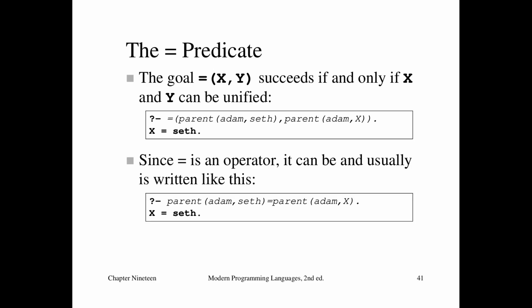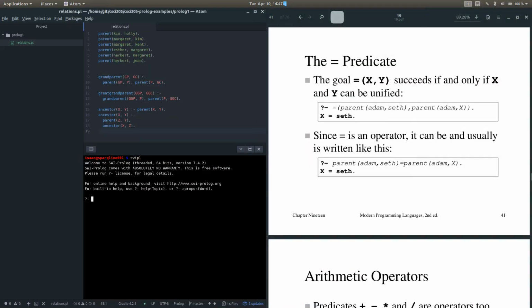So, for example, we can check if the predicate parent Adam Seth can be unified with parent Adam and then some variable x. In other words, we're asking, is there some way to unify and bind the variable x such that these two become equal? We run that, and of course x, if it's bound to Seth, makes these two equal.